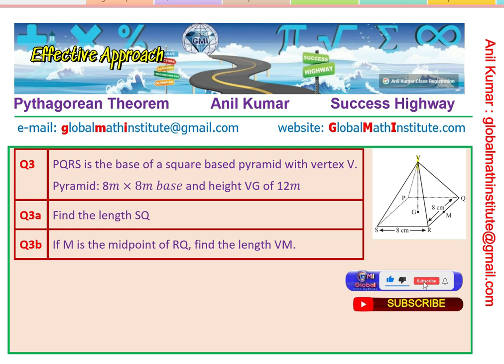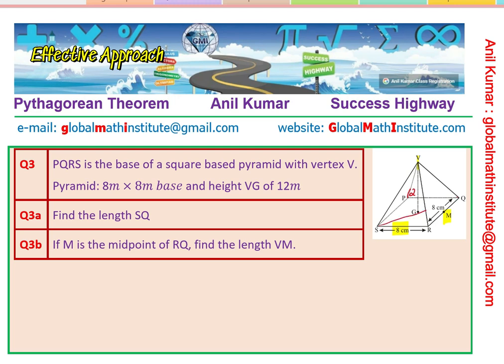The pyramid is 8 by 8, so these dimensions are 8 by 8, and this height is given to us as 12. Find the length SQ. SQ is the diagonal of the base, and clearly SQ should be the square root of 8 squared plus 8 squared. By now, you should know it is 8 square root 2, the exact value, and the units being centimeters. Is that clear to you?